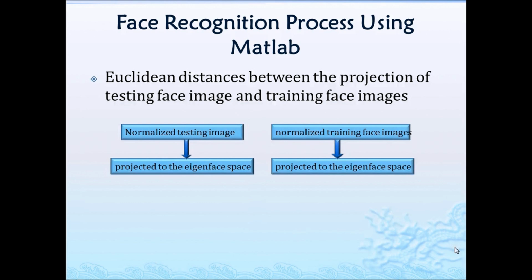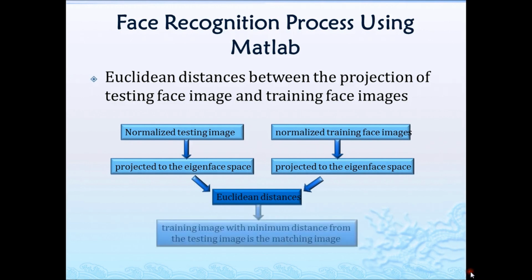The Euclidean distance between the projection of testing face images and the training face images will be used to find the matching image. The training image with the minimal distance from the testing image is the matching image we need.